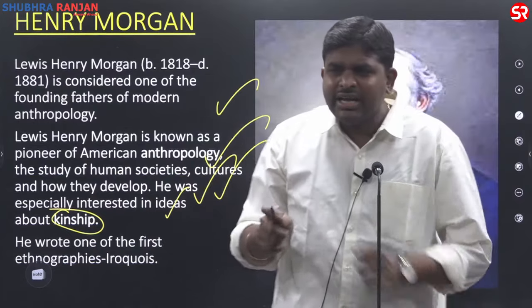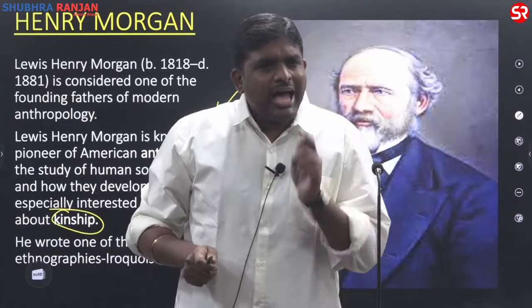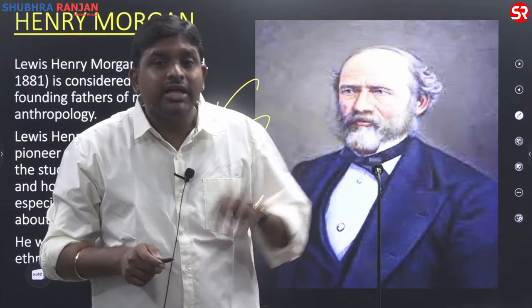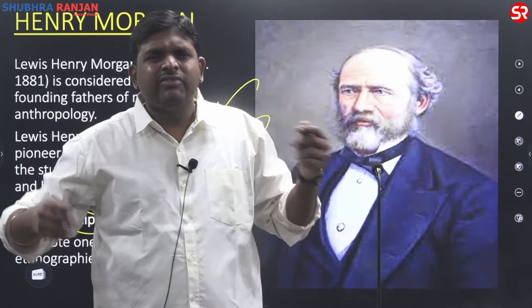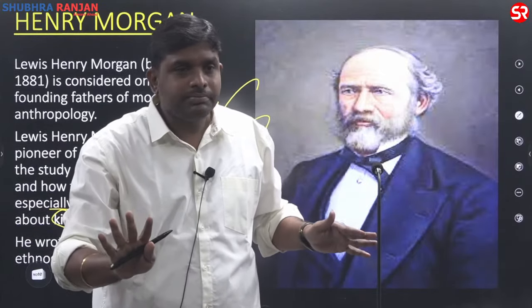So he wanted to study why people are so bothered about their kinships. And how these kinship relations are there in primitive societies, how these kinship relatives are there in modern society. What is there in today's society? Material, money, everything is material world. In today's world also we give importance to kinship.